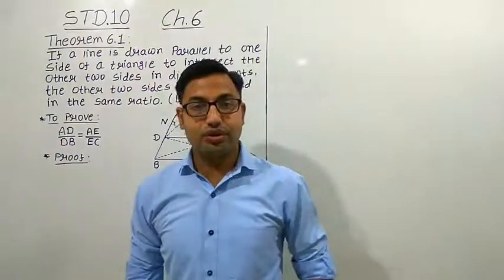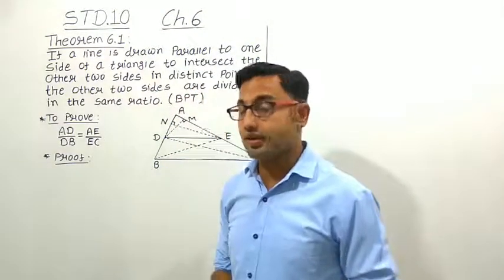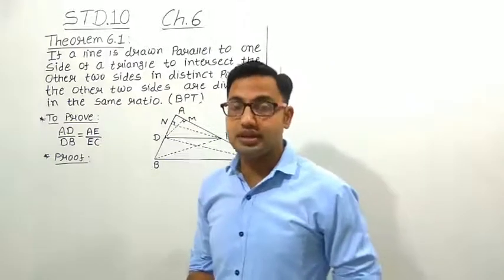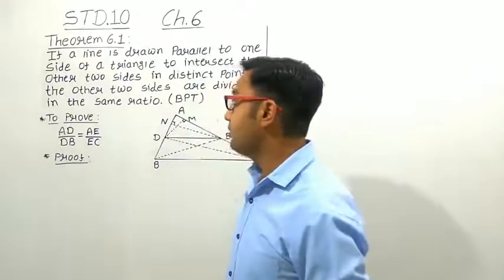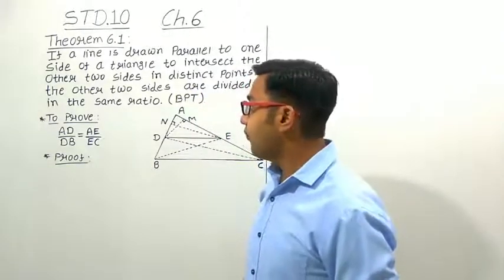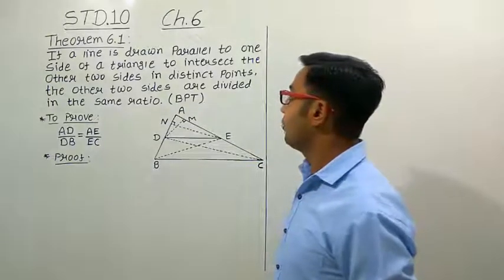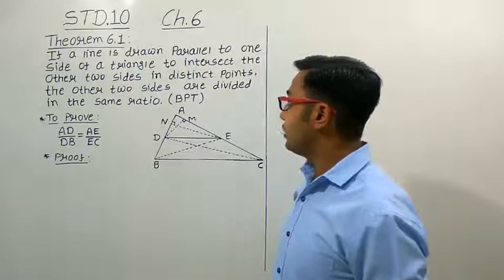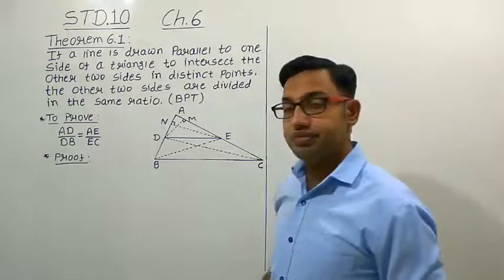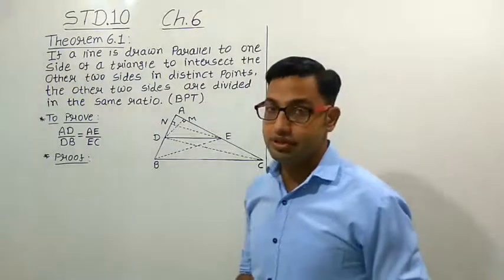Hello students, today we will study the first theorem of this chapter. This is the theorem of standard 10, chapter number 6, Triangles. So this is theorem 6.1. What is the statement? The statement is: if a line is drawn parallel to one side of a triangle to intersect the other two sides in distinct points, then the other two sides are divided in the same ratio.